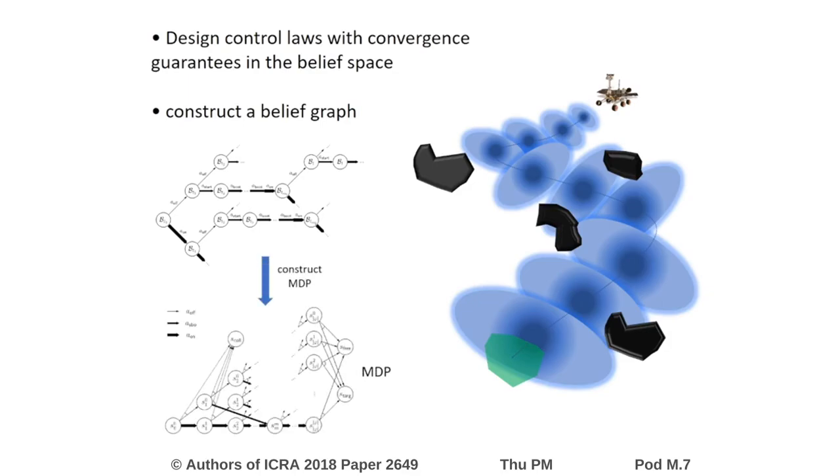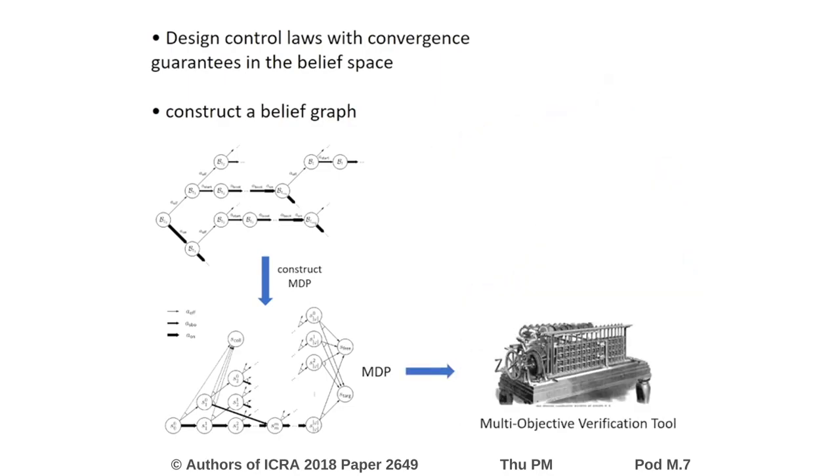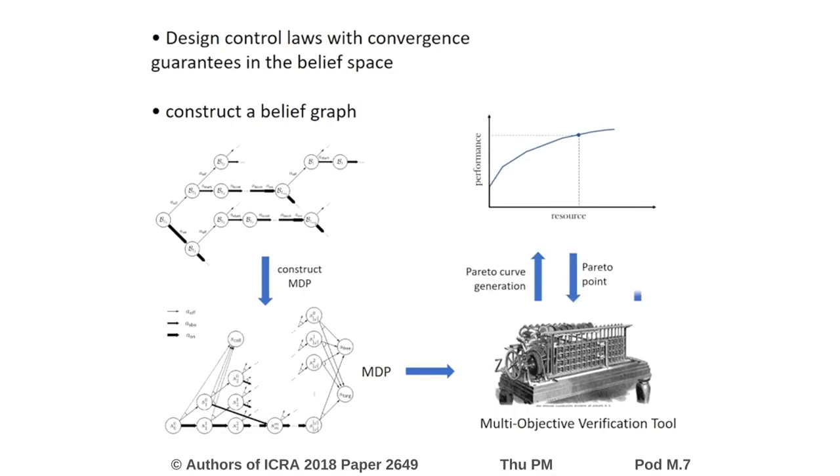Through a novel technique, we turn this graph into a Markov decision process, which is only quadratic in the number of waypoints. Then we can pass this model to our multi-objective verification tool and obtain the Pareto curve. Then, given the designer's choice of a Pareto point, our tool is able to compute the corresponding optimal scheduler.